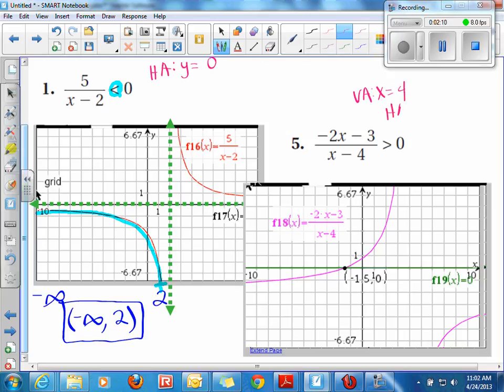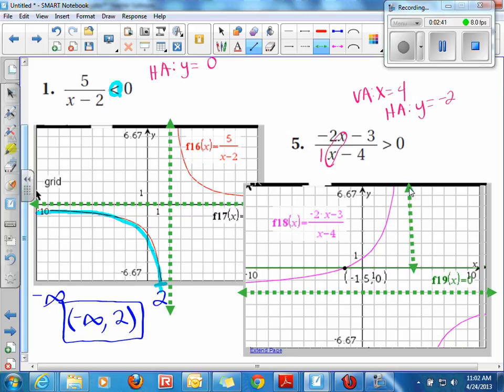My horizontal asymptote, this is a situation where we have the same power of x's on the top and the bottom. And when that happens, you have to do your ratio of the coefficients. So it would be y equals negative 2 over 1, which is y equals negative 2. So my horizontal asymptote is at negative 2. And my vertical asymptote is going to be at 4. So those are my asymptotes.